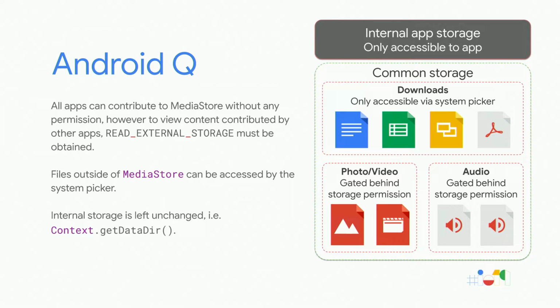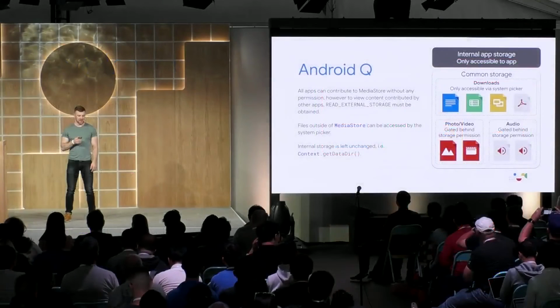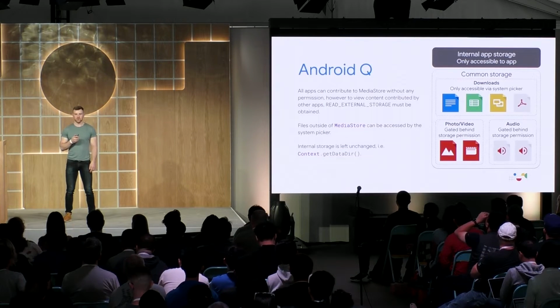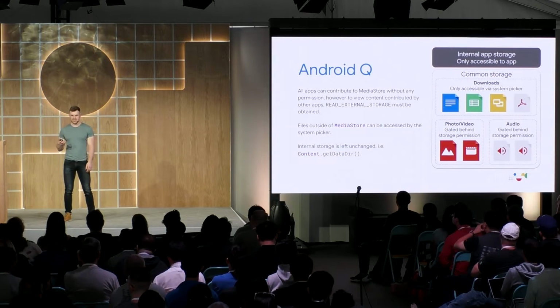Apps will still be able to pick files present anywhere on disk using the system picker, which gives the app and user a transactional approach to gaining access to a file. This makes access more secure since it makes it more explicit to the user what file or files are being accessed. The final thing to mention is that internal storage is not changing in Q.